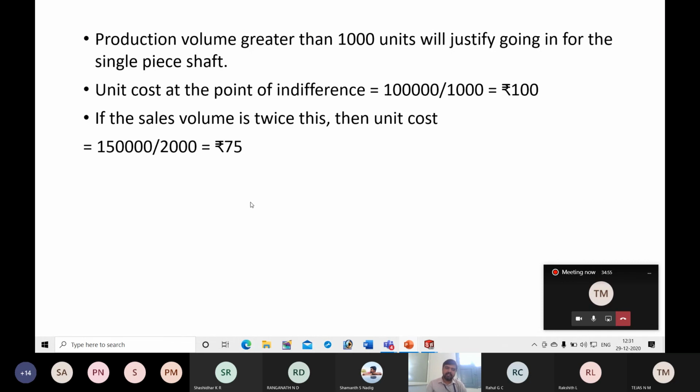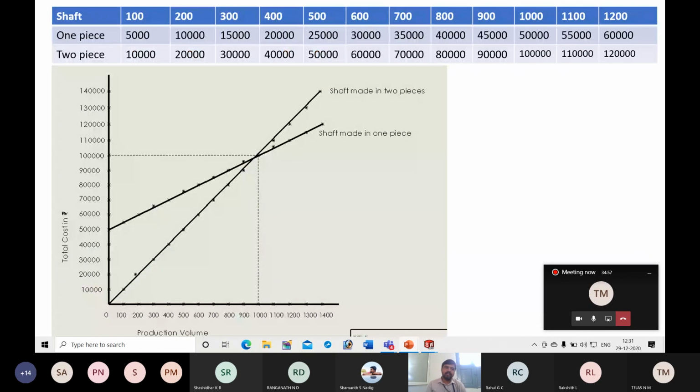For the second option, it will remain the same. It will not reduce. It will be 100 as it is. The unit cost will remain the same at any point of time. Whereas for this case, the unit cost will go on reducing as the production volume increases. That's why we will consider this second one, that is the shaft made in one piece. So this we are going to consider.